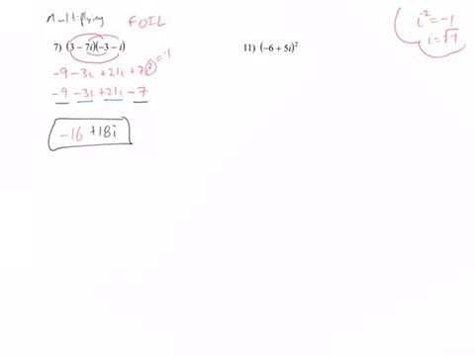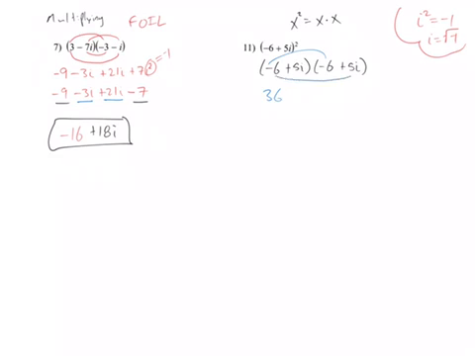Alright, now 11 is really the same idea as number 7, except they wrote it a little bit different way, because remember, x squared really just means x times x. So this is going to be -6 plus 5i times -6 plus 5i. So again, we're going to FOIL. So first, 6 times 6 is 36. Since they're both negative, it becomes positive.